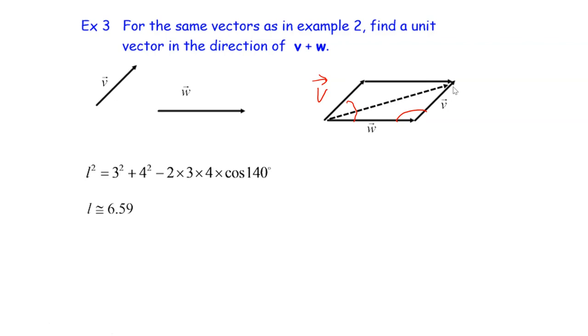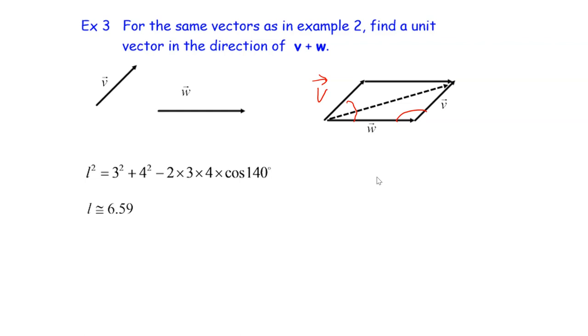Okay? And that's why we're using the 40 degrees, sorry, the 140 degrees, and that's why we're using the cosine law, because we have the two sides and the angle in between them, and that's why the cosine law makes sense. So in this case, it's equal to 6.59. That will be the magnitude of the vector.